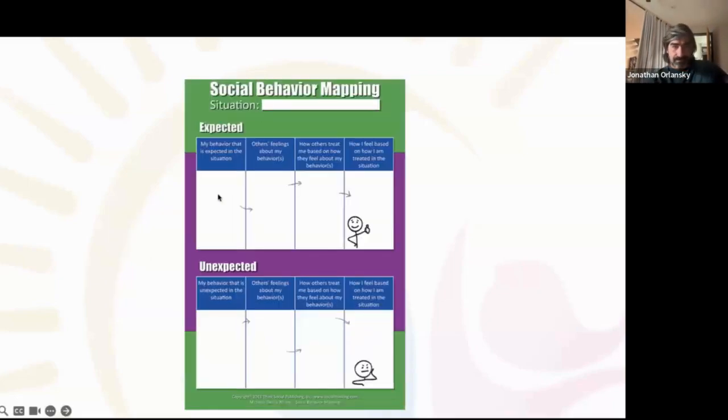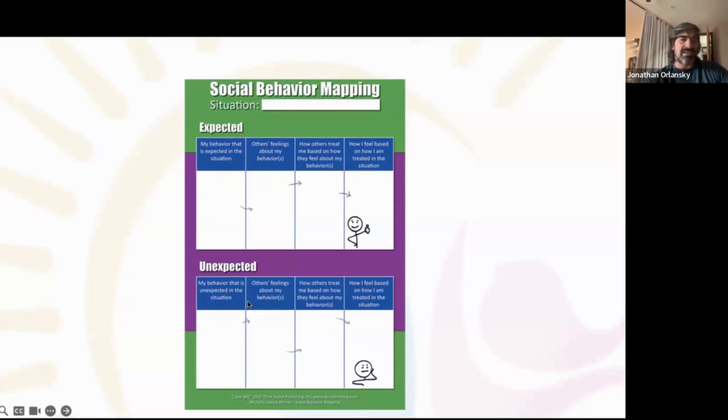Here's a social behavior map for what's expected and what's unexpected and the different results. Here are my behaviors, what's expected in the situation. Let's take the in-seat behavior as an example. I sit at my desk and I do my work. There are feelings about my behaviors. My teacher smiles at me, or my teacher is happy with me. How others treat me based on how they feel about my behaviors: I get a gold star. How I feel based on how I am treated in that situation: I'm happy. I love gold stars.